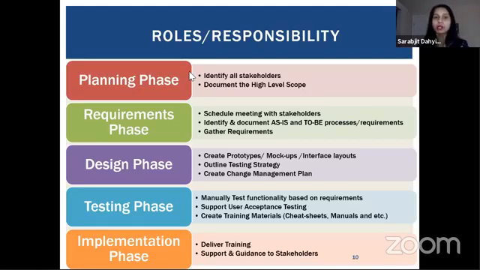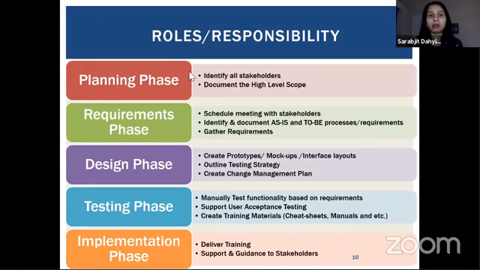The second thing that you'll be doing is documenting the high-level scope. Lots of times as a business analyst, you're given the high-level scope, but in the event that you're not given a proper write-up of what the high-level scope of the project is, then it's your responsibility to document that and get that validated by your PM or the project sponsor. And that's important because you need to understand the scope of the project, okay?